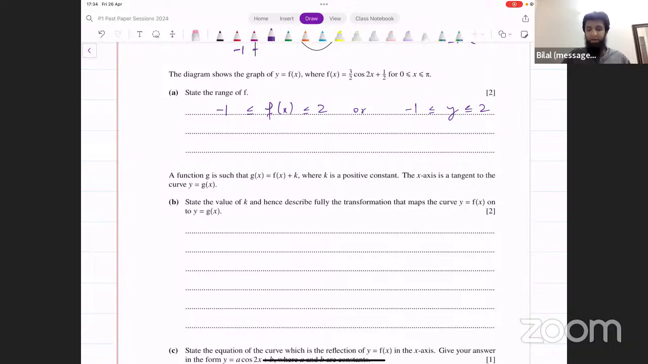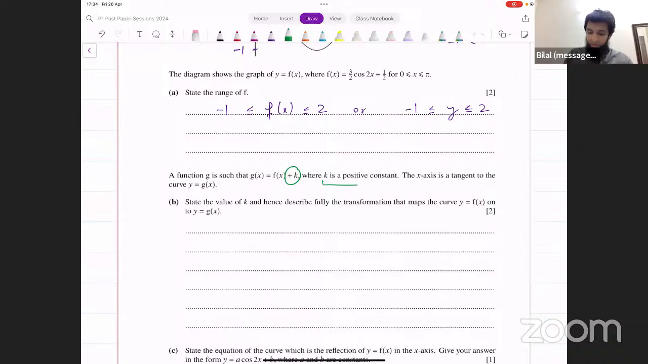State the value of k and hence describe fully the transformation that maps f of x onto g of x. So what is happening here? To f of x, you're adding something. Are you adding something outside the function or inside the function? You're adding something outside the whole function. So that's a vertical transformation. Which transformation? You've got plus k. That means vertical translation. The graph is going to move up and down.